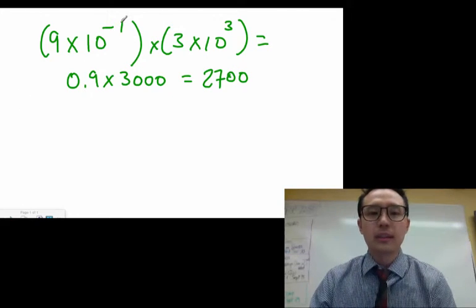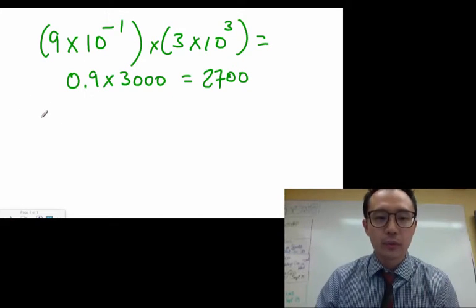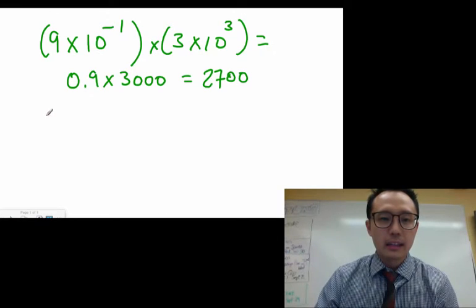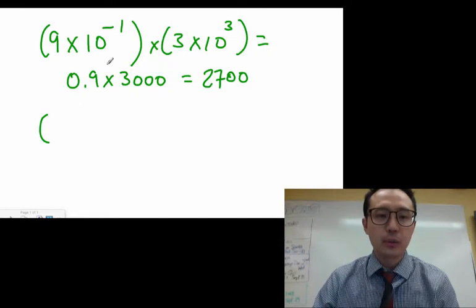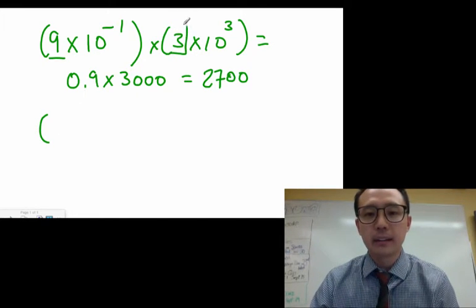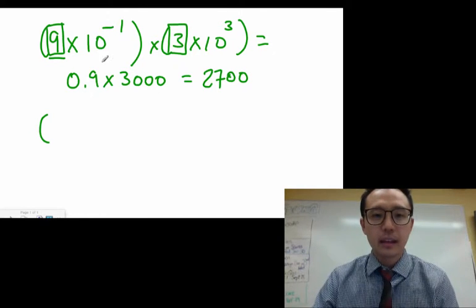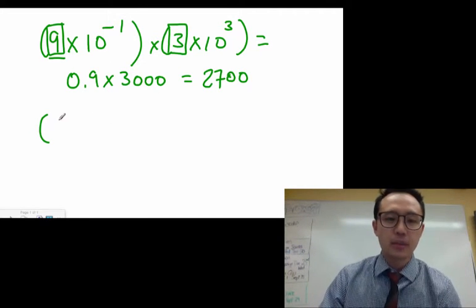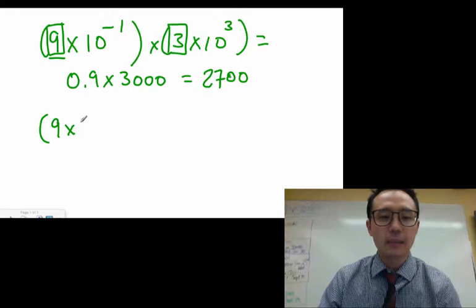So how do we do this in the long version? It makes sense out of this. It's pretty straightforward for multiplying. You are going to multiply these numbers first. This is different than addition and subtraction. You're going to multiply this, so this is 9 times 3.